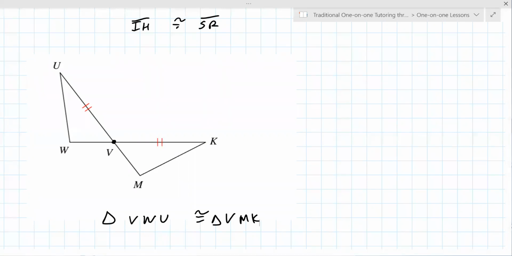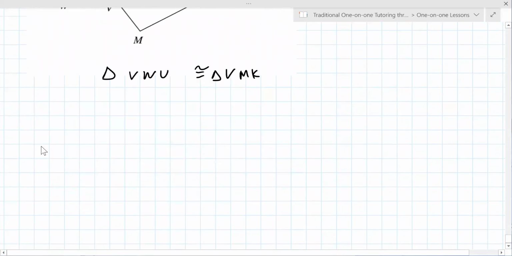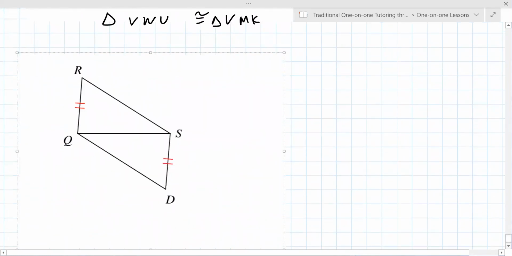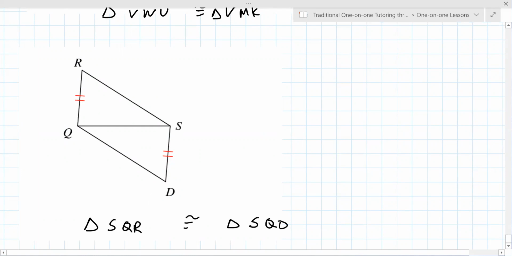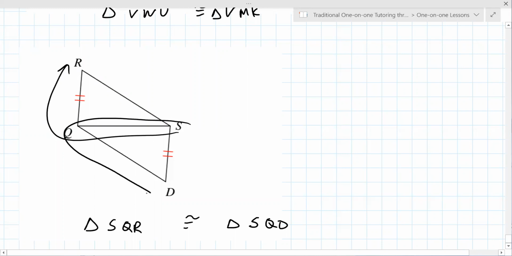Let's try this other one here. This is the other variation on the question that you might see. You want me to do that one? Yes, give me the triangle congruence, because if you can do that, the rest just follows. It's S Q R is congruent to S Q D. So your first path is this way, and then your second path is this way.